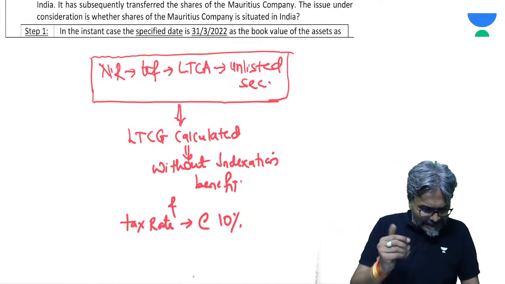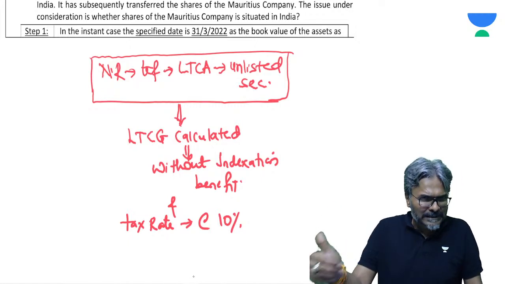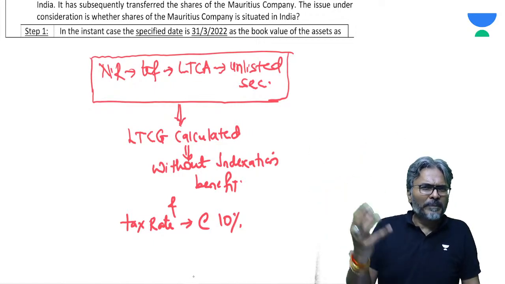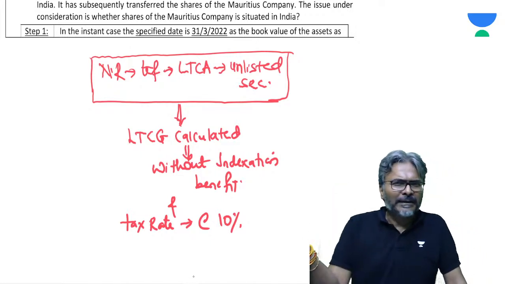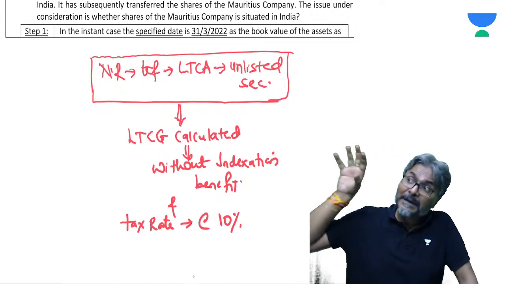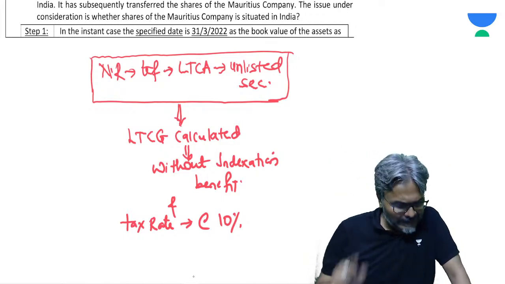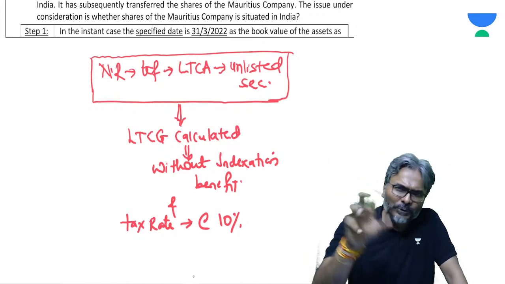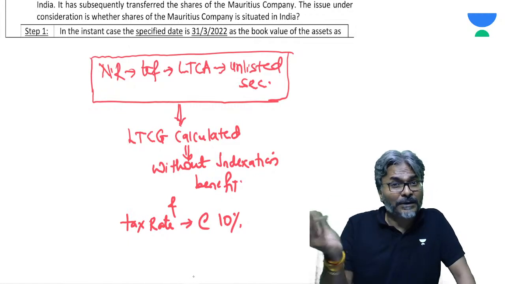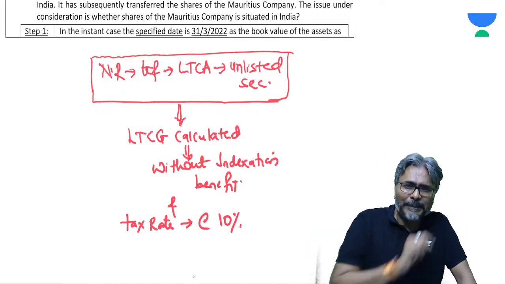Now, Ashwini is asking how the Mauritius company shares, which is the long-term capital asset transferred by the US company, how it is unlisted. So whenever you talk about listed, unlisted, that has to be from the perspective of India. In India, Mauritius company shares you have transferred. For India, you tell me, students, Mauritius company shares, is it listed or unlisted? You have transferred Mauritius company shares.